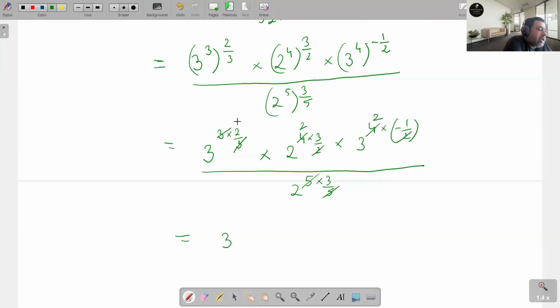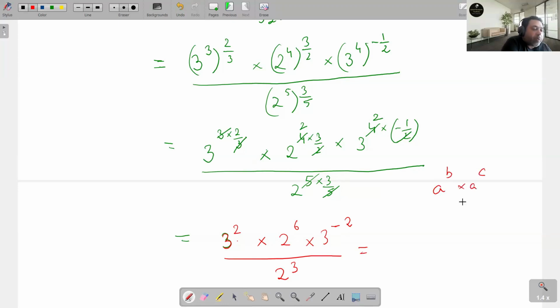We'll get 3 raised to the power 2 here, into 2 raised to the power 2 times 3, which is going to be 6, into 3 raised to the power 2 times minus 1, which is minus 2. And here we'll get 2 raised to the power 3. So here we see 3 raised to the power 2, and in exponents we also know that a raised to the power b into a raised to the power c is equal to a raised to the power b plus c.